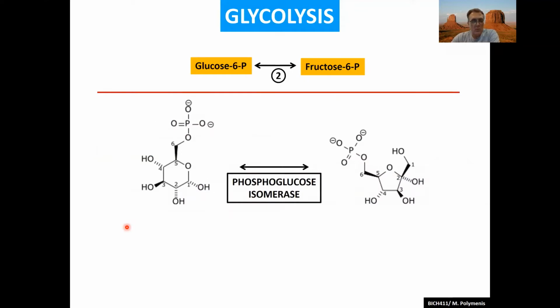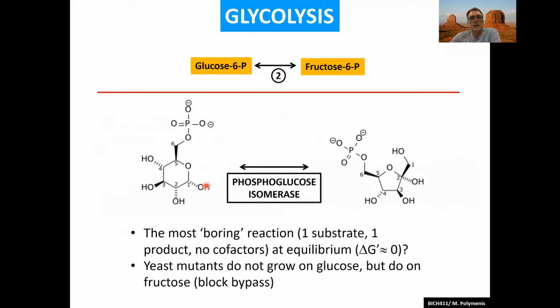So, all right, now we move on to the next reaction. We have glucose 6-phosphate, and we're going to convert it to fructose 6-phosphate. The enzyme is called phosphoglucose isomerase. And it's thought to be one of the most boring reactions. It's got one substrate, one product, no cofactors, and pretty much it works at equilibrium. The delta G is near zero.